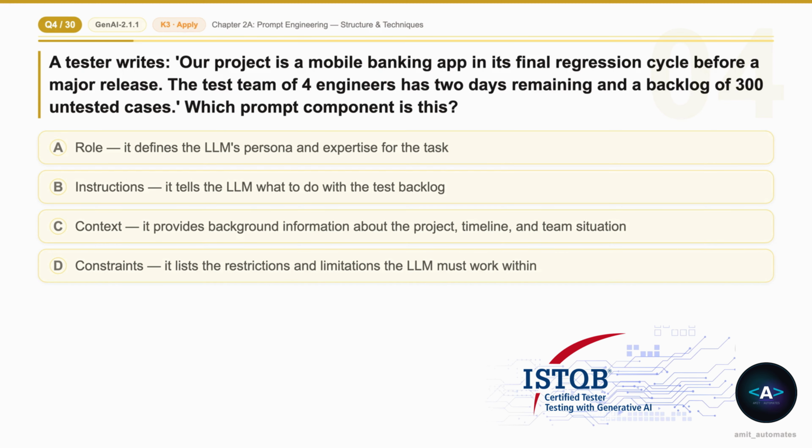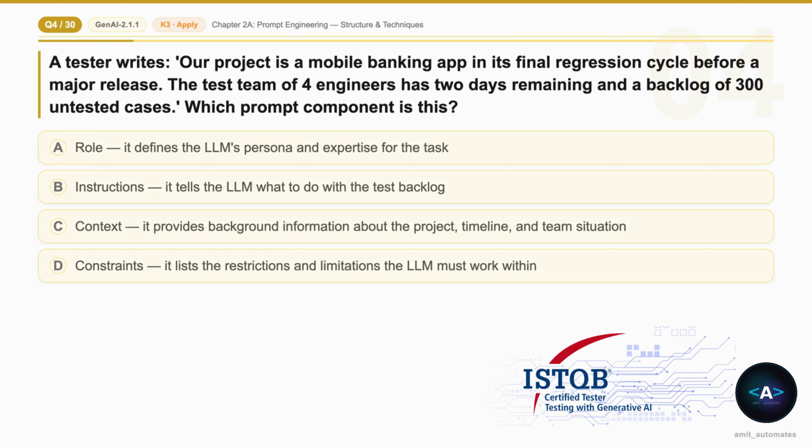Question 4. Learning Objective GenAI 2.1.1. Difficulty level K3. A tester writes, our project is a mobile banking app in its final regression cycle before a major release. The test team of 4 engineers has 2 days remaining and a backlog of 300 untested cases. Which prompt component is this?